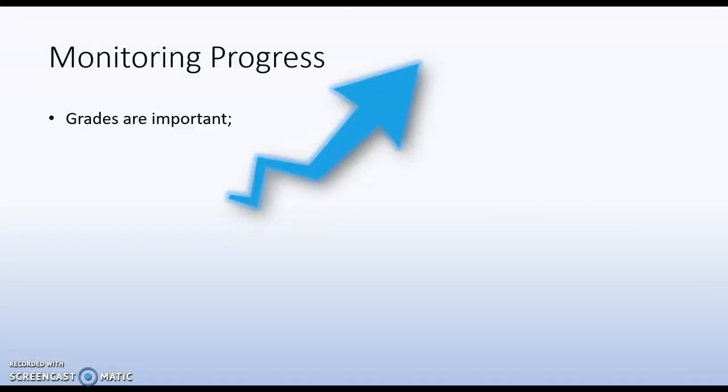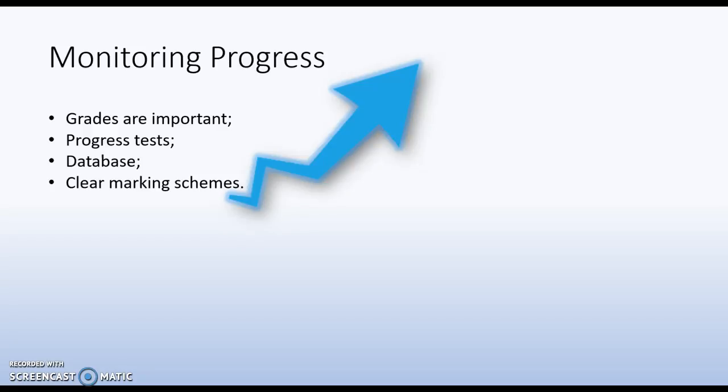Monitoring progress. Grades are important, especially at university. We need a standard to achieve. We need regular progress tests to check if the student is achieving their sub-aims. And we need to record their results on a database so that we can plot their progress. We need clear marking schemes which give a standard of pass, outstanding and excellent achievement.